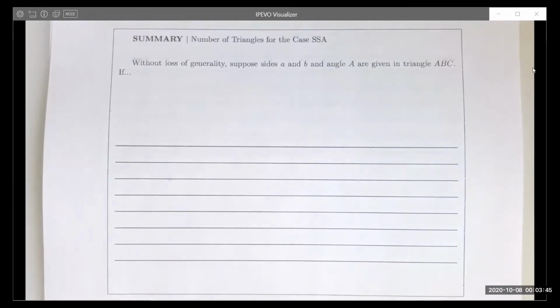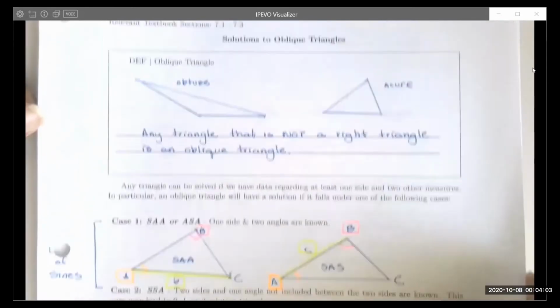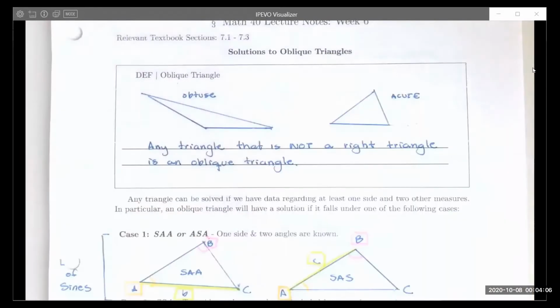Before we do though, I want to do a quick review of the law of sines that we saw during Monday's lecture. So I'll bring up pages 1 through 7. Starting with page 1, we said we're focusing on solving oblique triangles, and oblique triangles are basically any triangle that does not have a 90-degree angle. That means there are two categories it can fall into. The triangle could be obtuse or it can be acute.